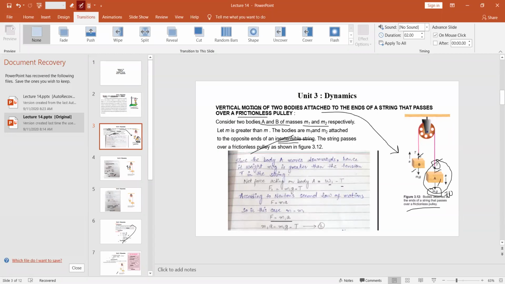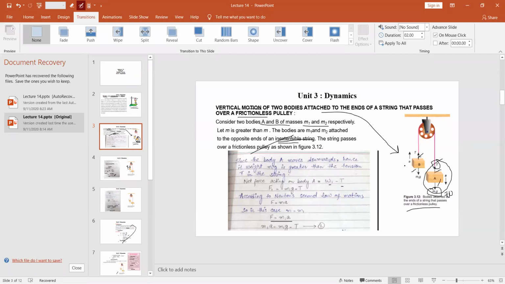Whenever we are dealing with a string, tension is always present over here, right? So we have to see that we are dealing with two forces. The one force acting downward is weight, and the one force acting upward is tension, right? So in this way, the block is hanging in a vertical motion.